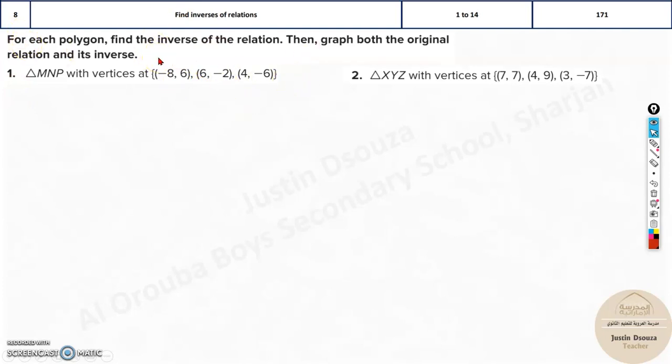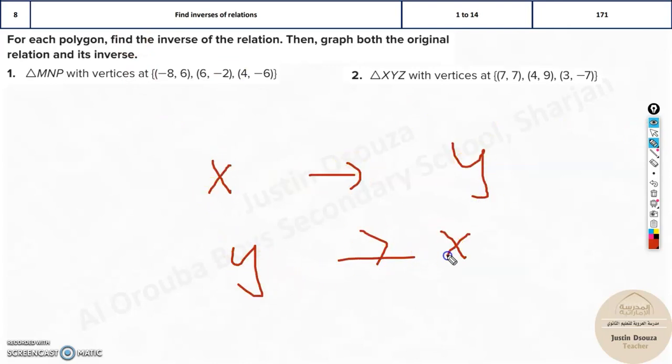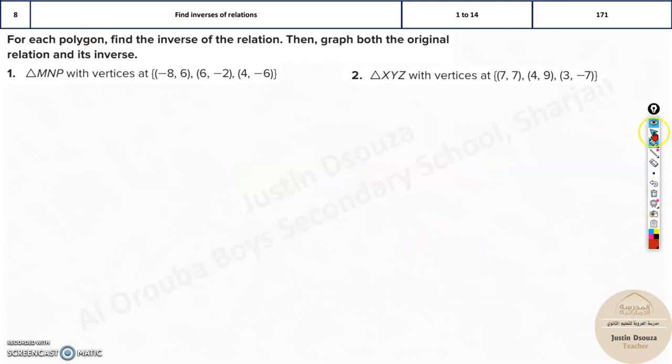So basically, what is inverse? Before we start solving, inverse is something that is opposite. Now, if it is x and y, inverse would make it y and x, something like this. Okay. Now, to find the answer for this, it's very, very simple. You just swap these.